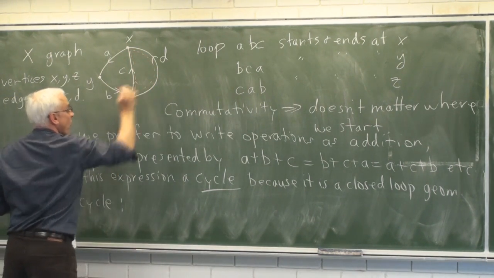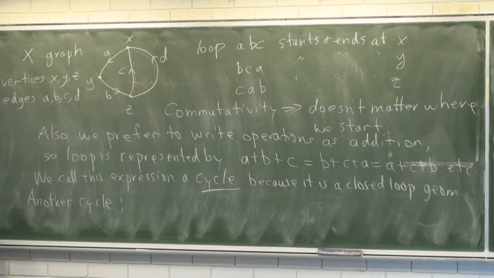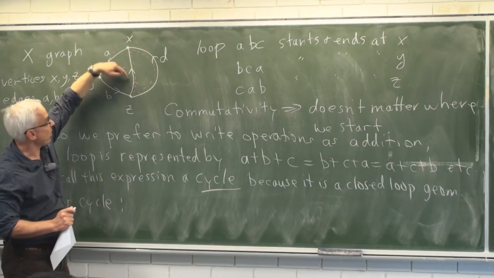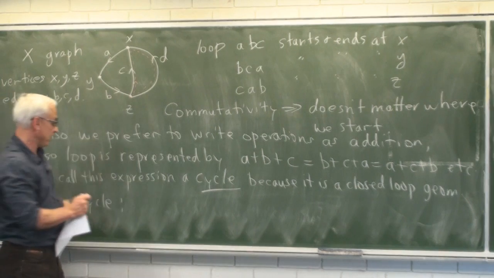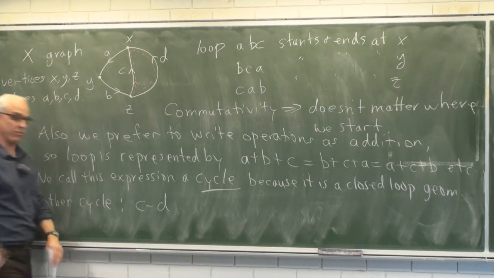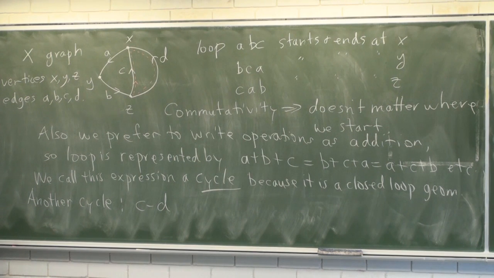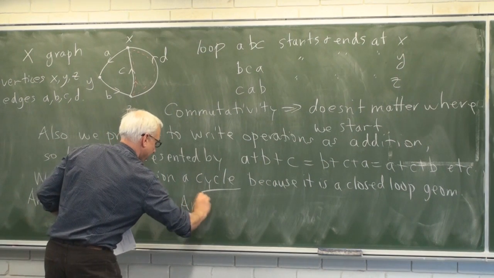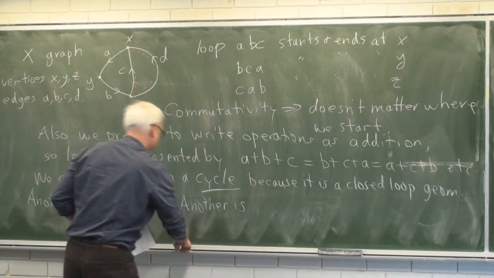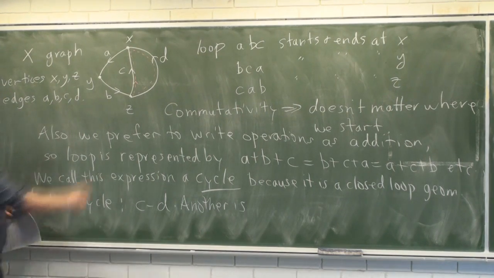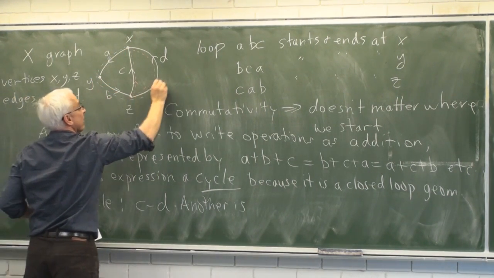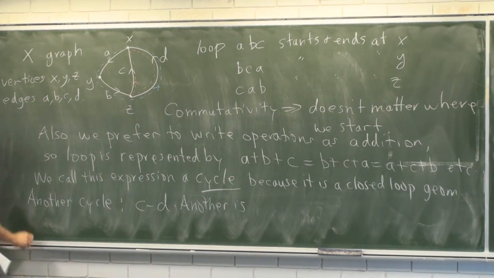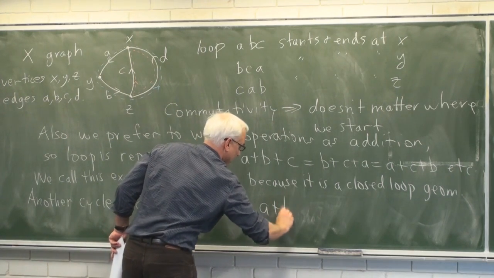And let's choose a direction to go around, but not necessarily a starting point. So this cycle can be expressed by the combination: we're going along C and then going opposite to D, so we'll express it as C minus D. Another is the cycle that we get by going all the way around the outside. That's also a closed loop, and that cycle will be written as A plus B plus D.